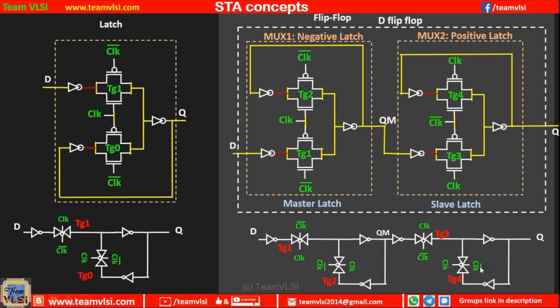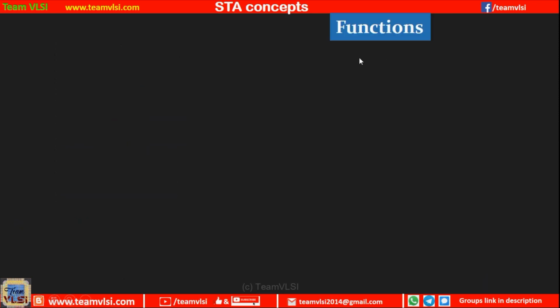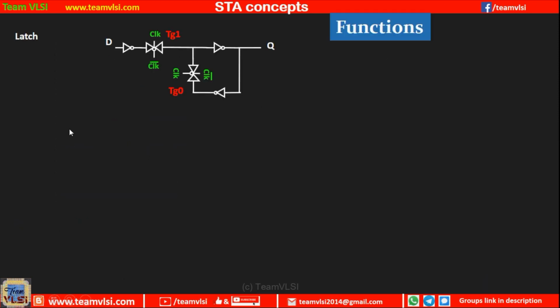In the next part we will see the function of latches and flip-flops. First we will see the function of a latch. So we have a clock here which has a 50% duty cycle. First we will discuss when the clock is high.